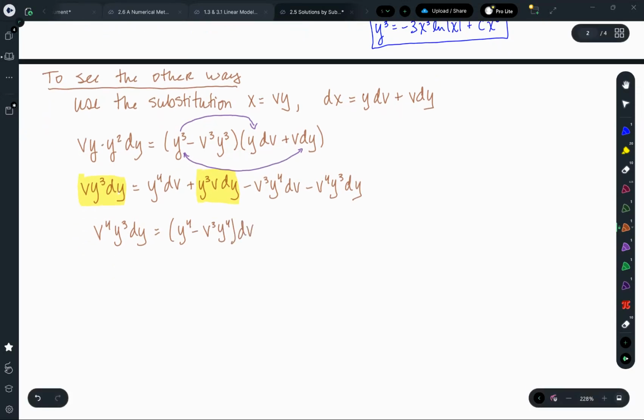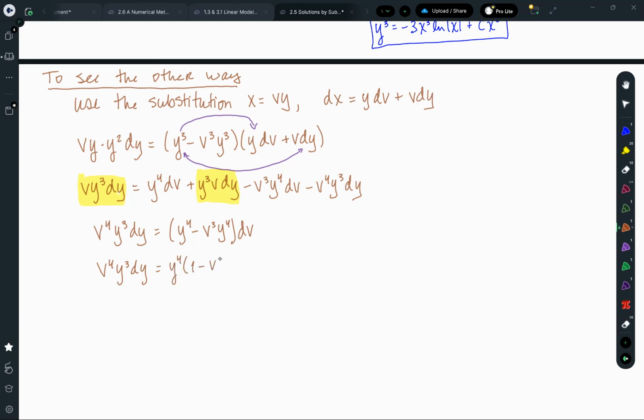Now on the right-hand side, I can see that I have that y to the fourth common to both terms, so I will factor it out. We get v to the fourth y cubed dy is equal to y to the fourth times 1 minus v cubed dv. All right, on the left, I want all y's. On the right, I want all v's. So I need to divide the v to the fourth over to the right, and I need to divide the y to the fourth over to the left.